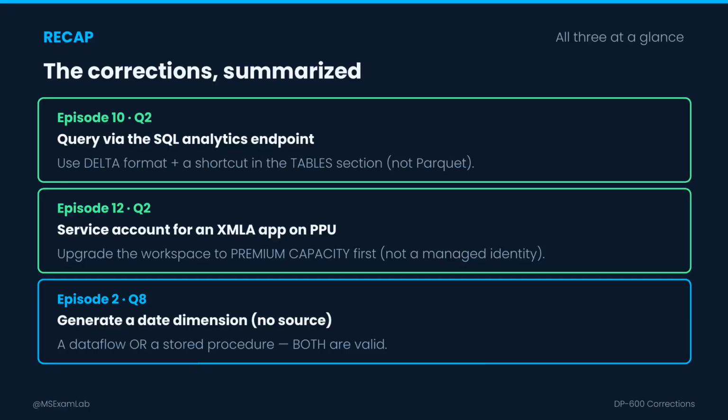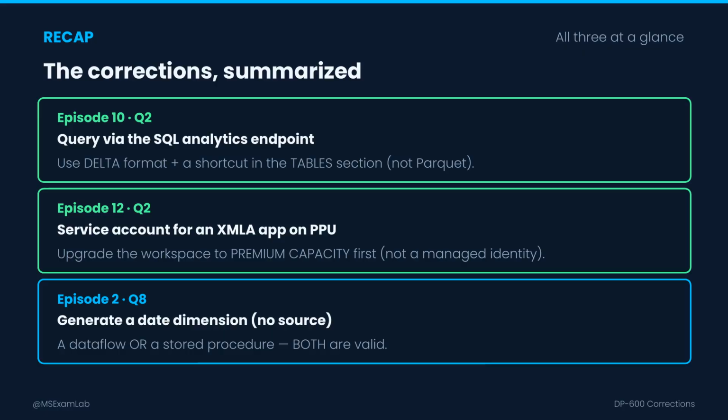Let's pull it all together. Correction 1, Episode 10. To query data through the SQL Analytics endpoint, use the Delta format with a shortcut in the Tables section, never plain Parquet, and never the Files section. Correction 2, Episode 12. To let an app use a service account over XMLA on a premium per user workspace, you must upgrade to premium capacity first. A managed identity alone won't do it.